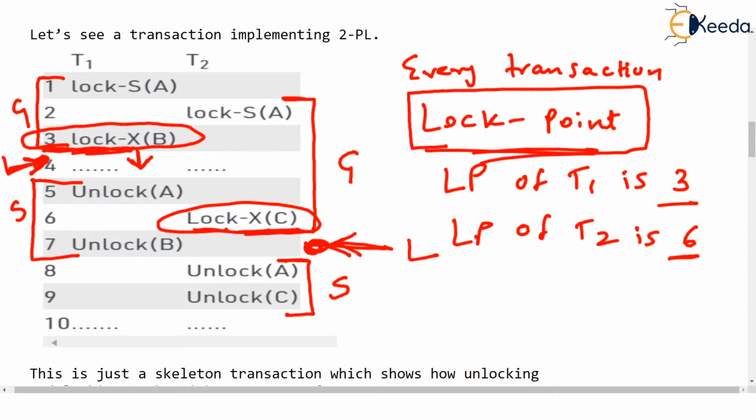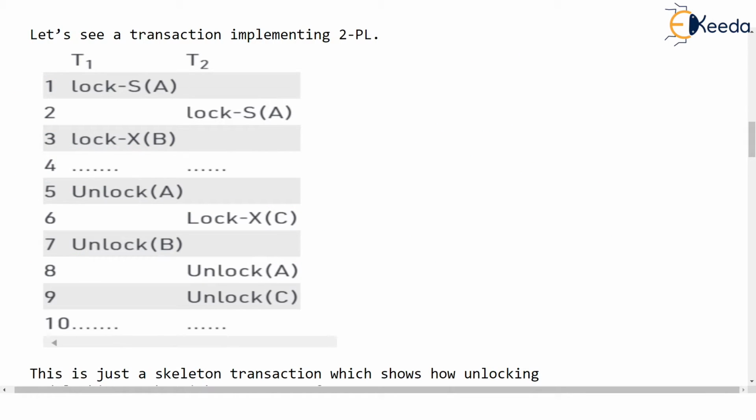There is something interesting about lock point. If you see lock points of T1 and T2 over here, whose lock point comes first is the point. See, the lock point of T1 comes first, isn't it? As it comes on third line. And lock point of T2 comes next as it comes on sixth line here, isn't it? So what's so interesting about it? If you write the transactions in the increasing order of their lock points, whose lock point comes first? T1. And whose lock point comes last? T2.